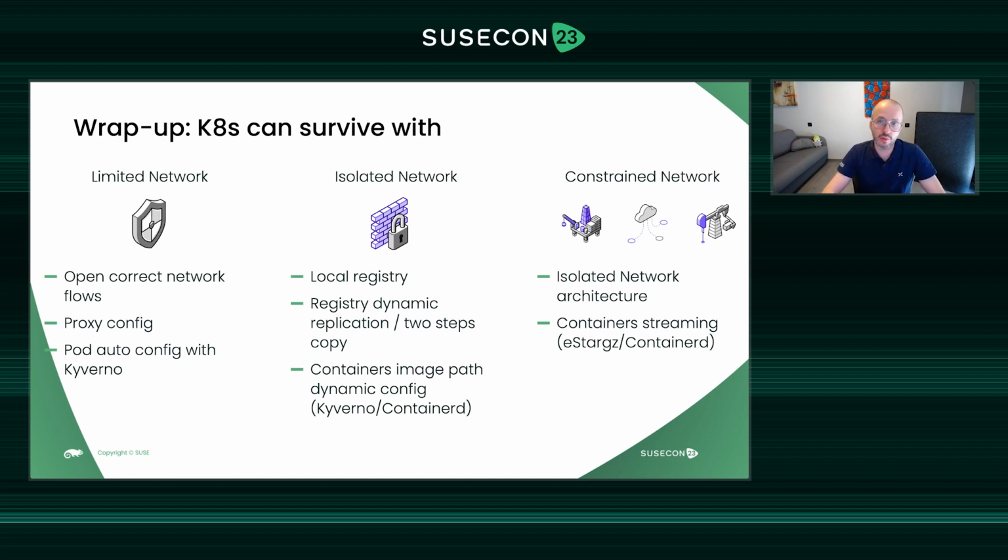Last use case, this is the constrained network, the edge scenario. We also see this pretty frequently with customers who have a lot of remote sites or maybe shopping places or this kind of thing. We can replicate a lot of the tips from the isolated network architecture. And you have also seen that there are some tools that allow you to implement image streaming. In this case, it allows you to win a lot of time when we need to manage low bandwidth networks or very big images. So that's also a pretty good approach.